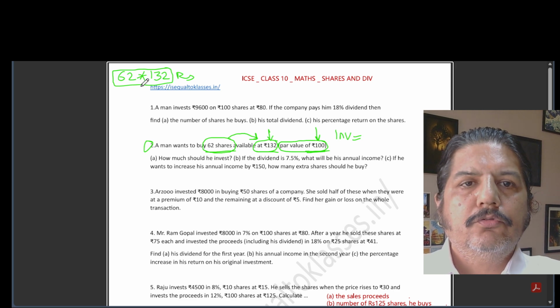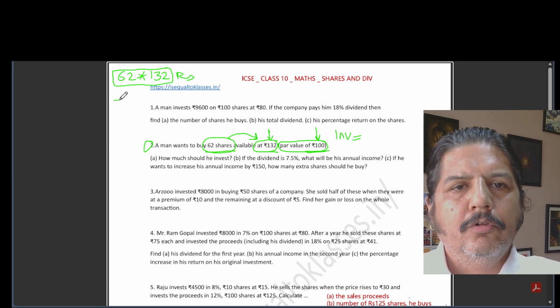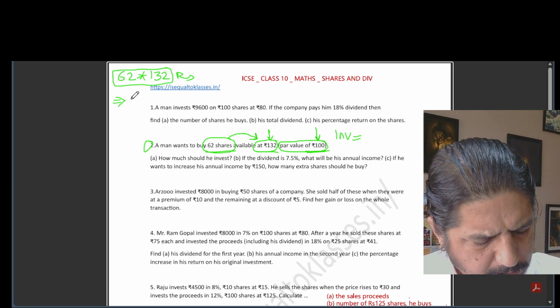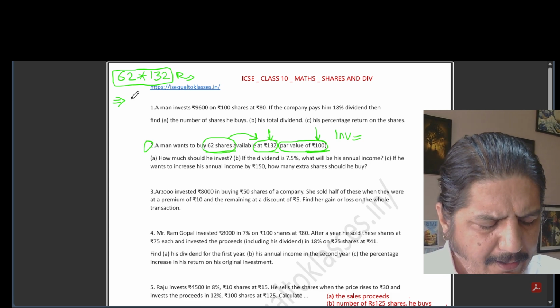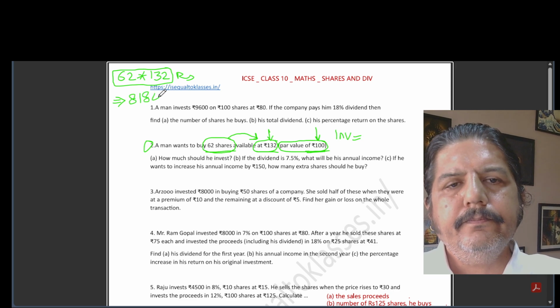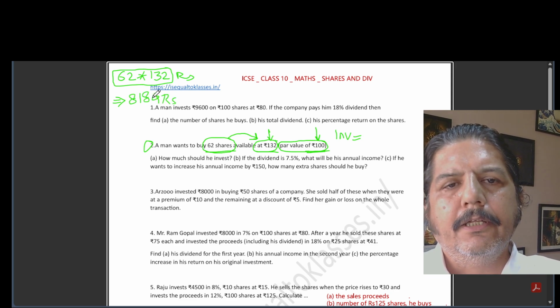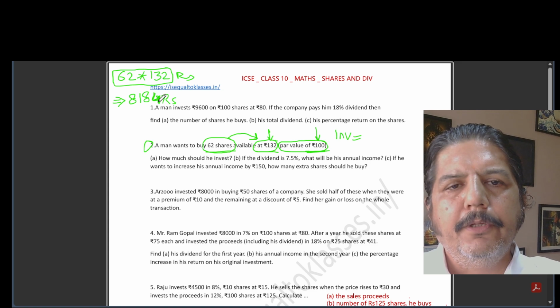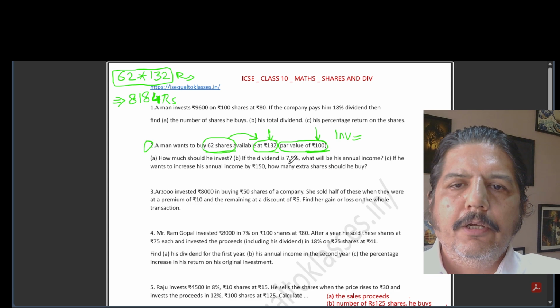This is the investment that I'll have to make. How much he invests? So 62 multiplied by 132. So this would be equal to 8184. I've done the calculation. You can also check. This would be 8184. Now, if the dividend is 7.5%, what will be his annual income?